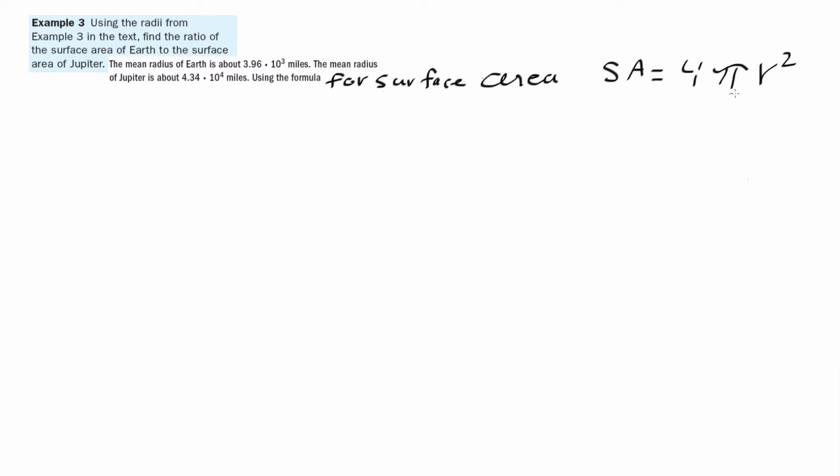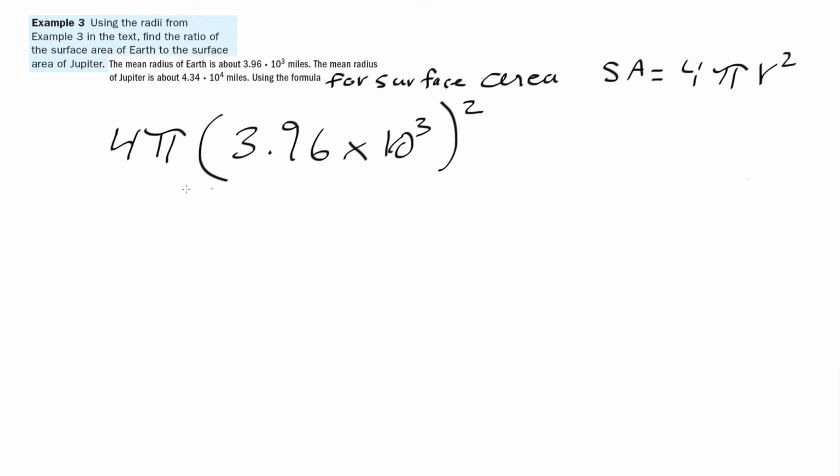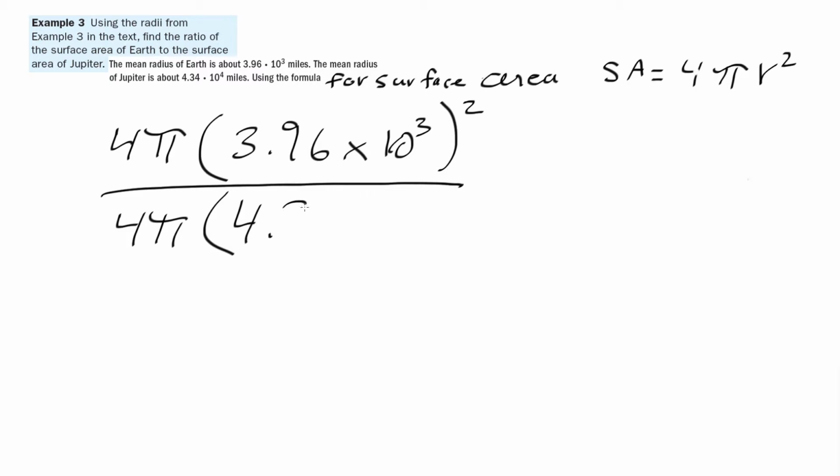So 4 pi times 3.96 times 10 to the third, squared, over 4 times pi times 4.34 times 10 to the fourth, squared. The 4 pi cancels. 4 pi over 4 pi is just 1. Because these are both squared, I can use my properties to rewrite this all within one fraction bar.